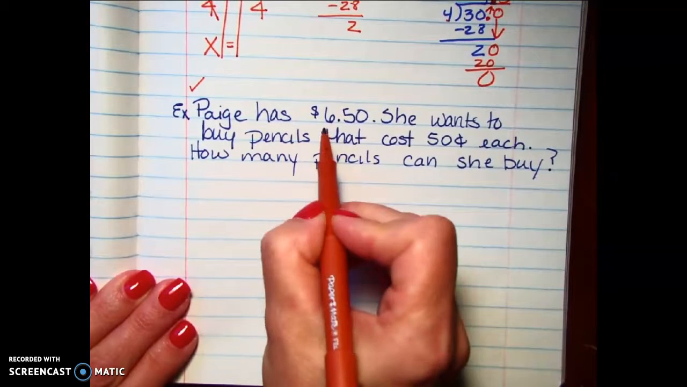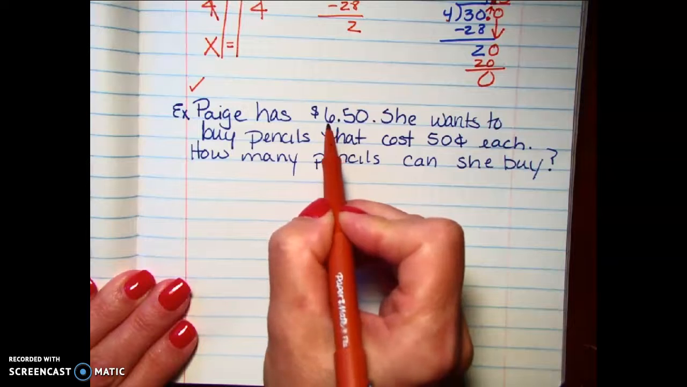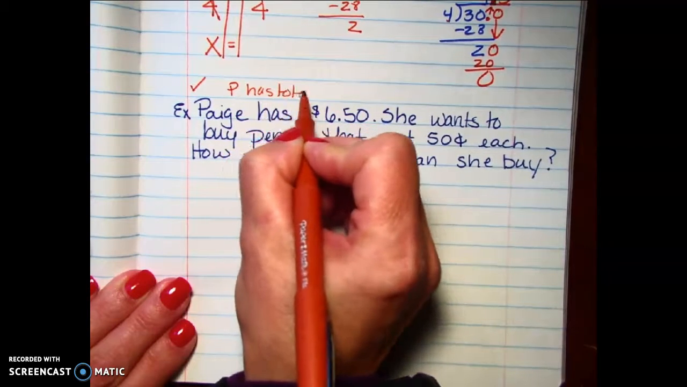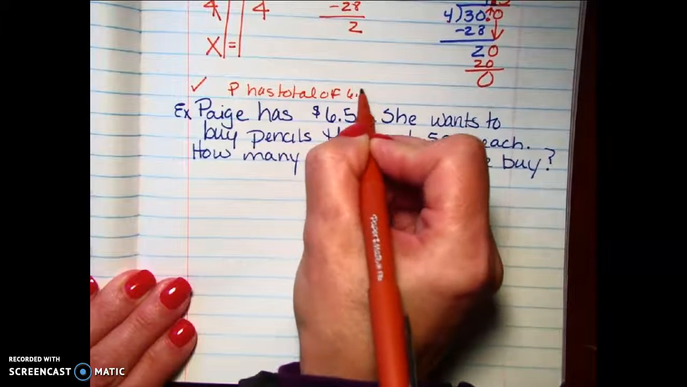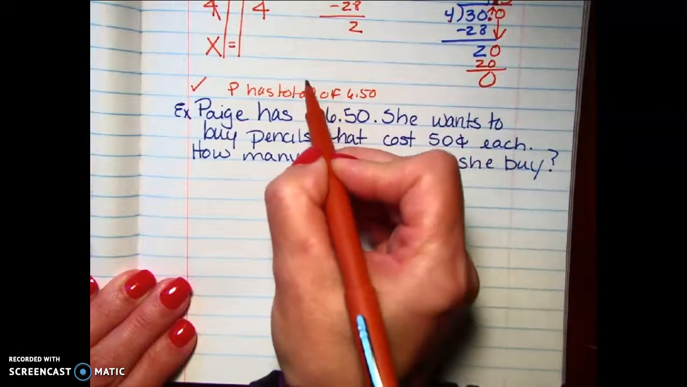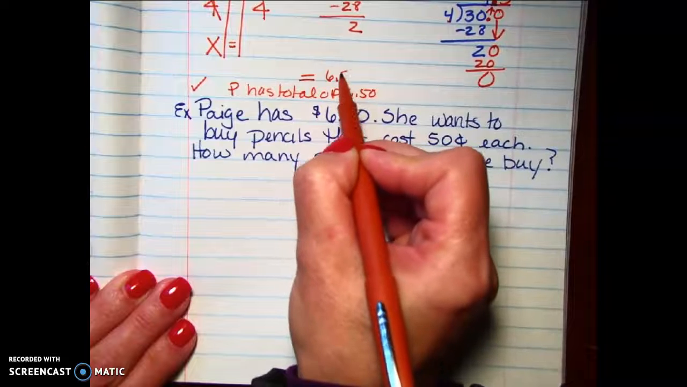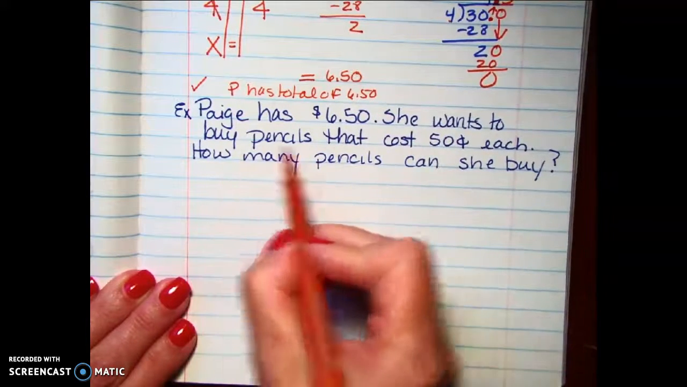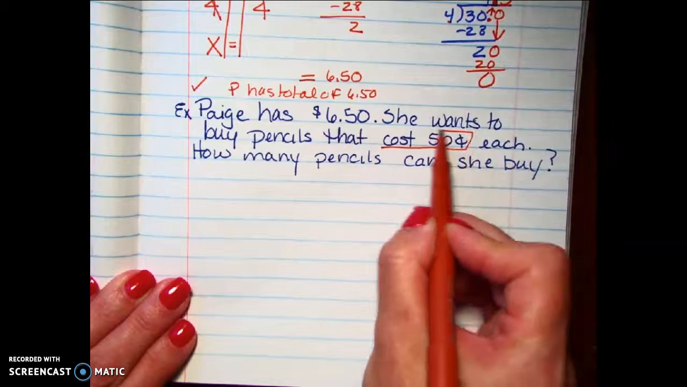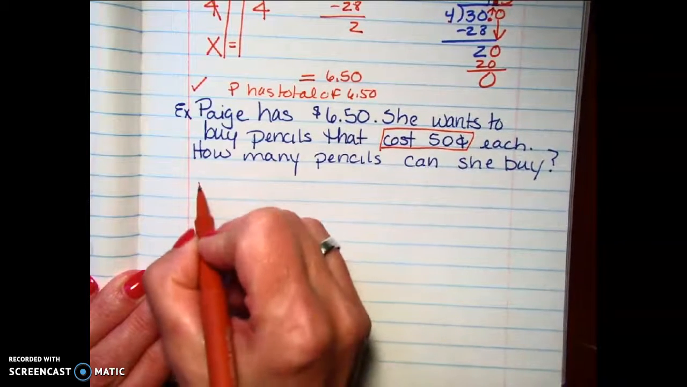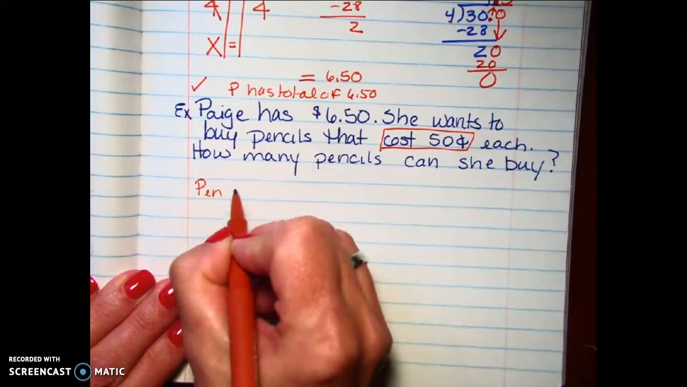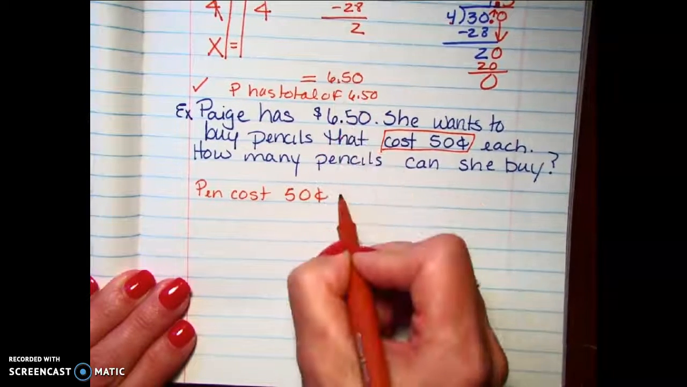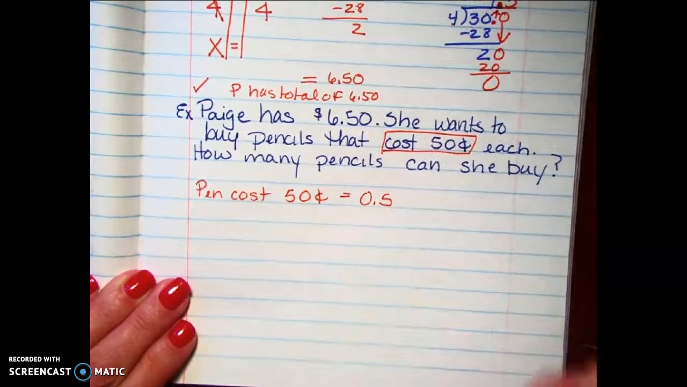I know she has $6.50. Paige has a total of $6.50. So actually, it would equal $6.50. That's starting to put my equation together. She wants to buy pencils, and the pencils cost 50 cents each. I'm going to write that down here. Pencils cost 50 cents. Now I have a decimal here, so I'm going to change this to a decimal as well.